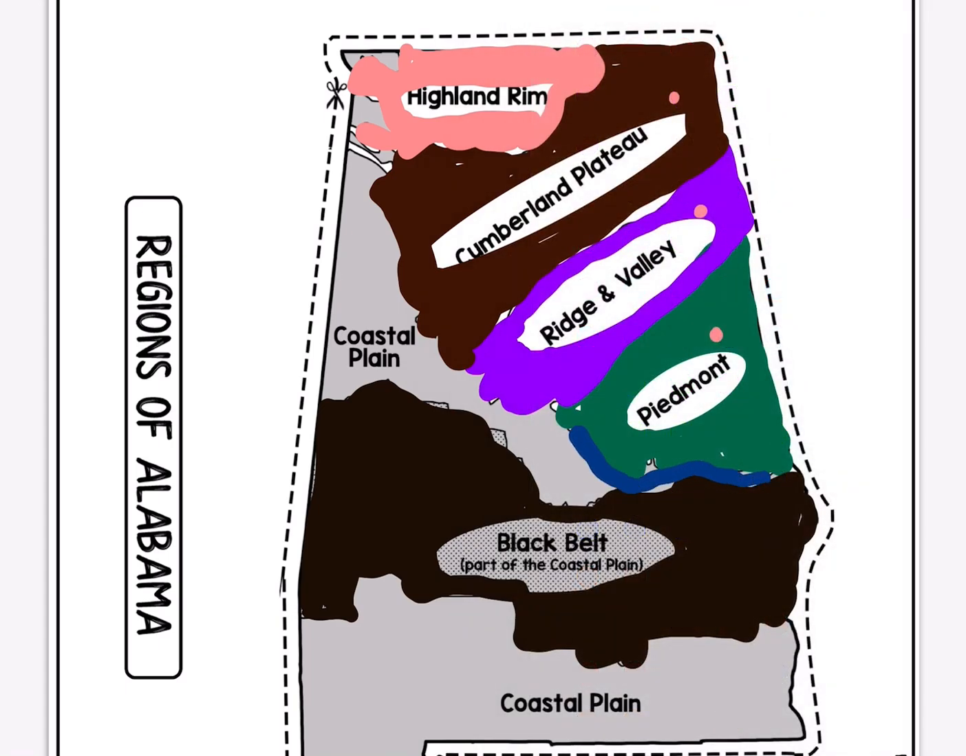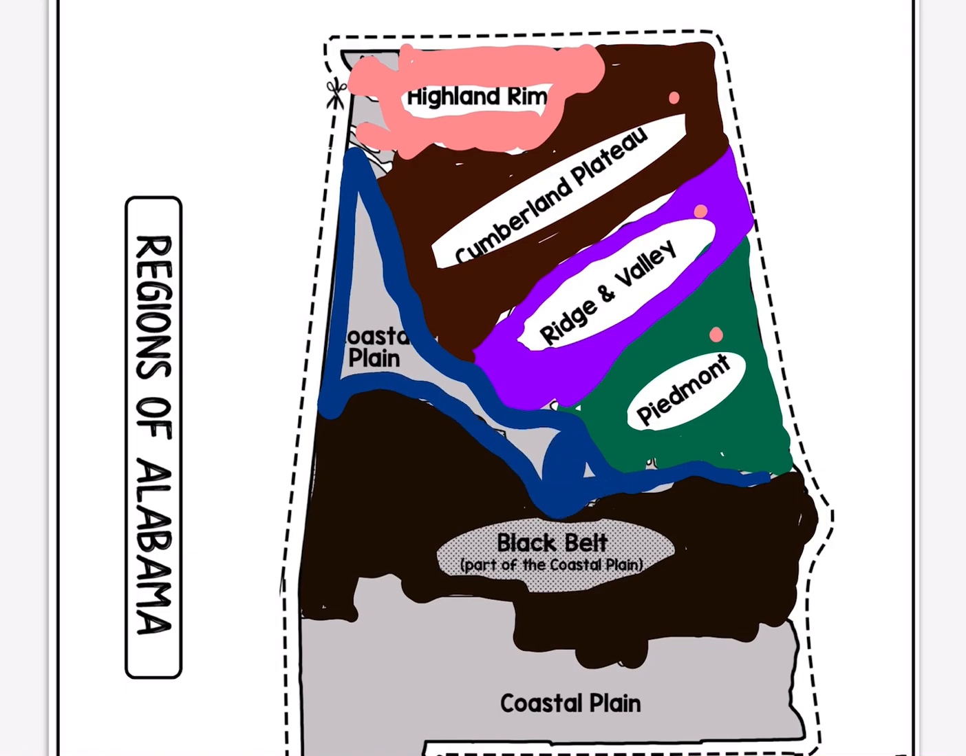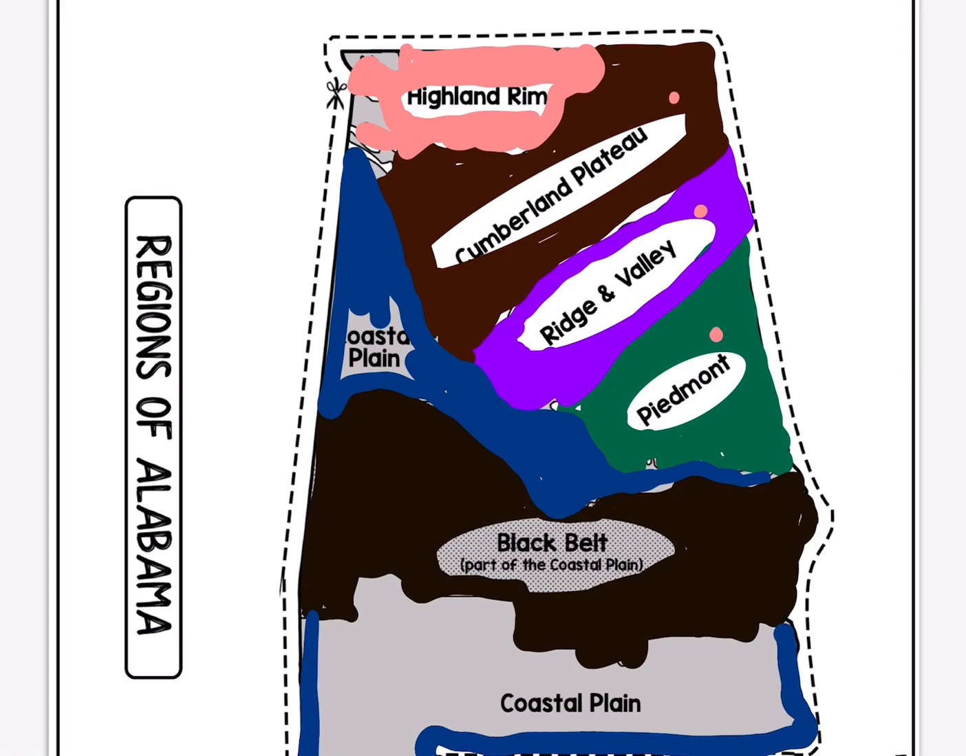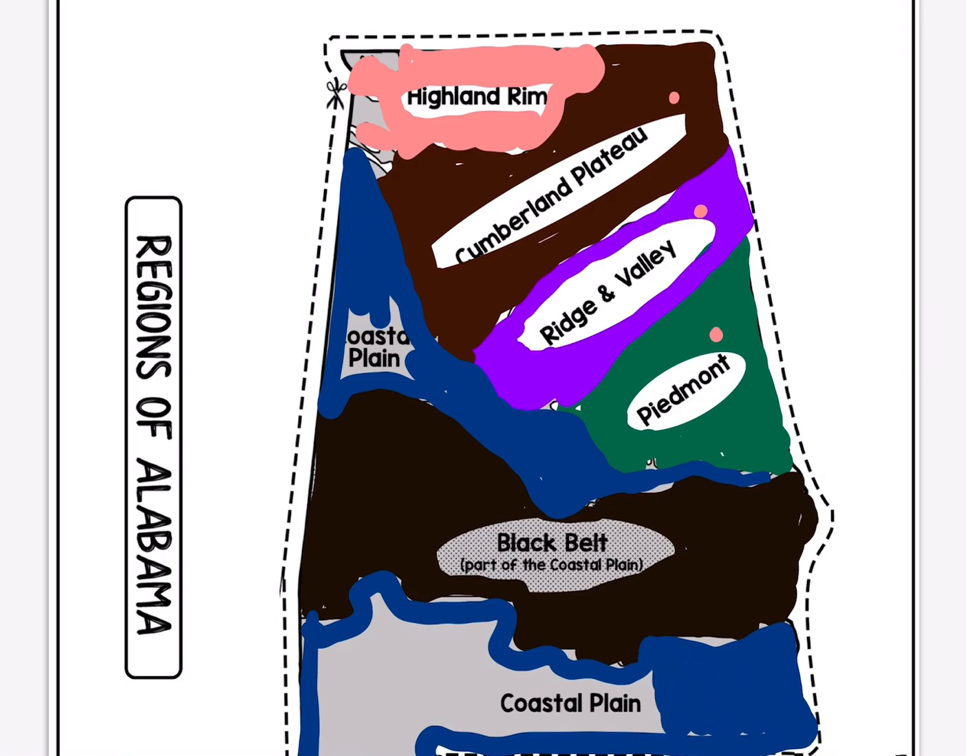So right here, it's grayed out because we colored this on the front. And then again, this is all the coastal plain, but the black belt is part of the coastal plain, okay? So you need to know that.